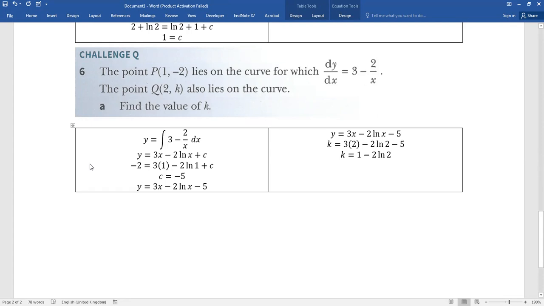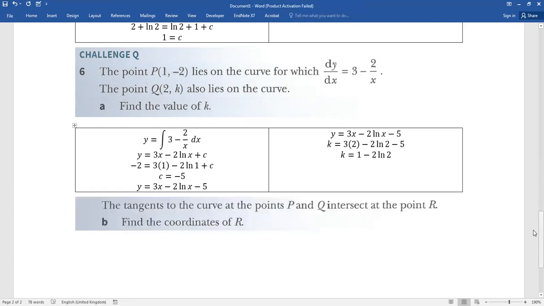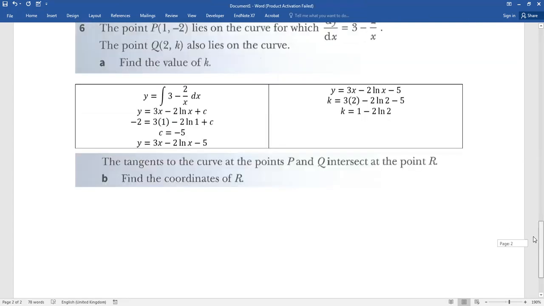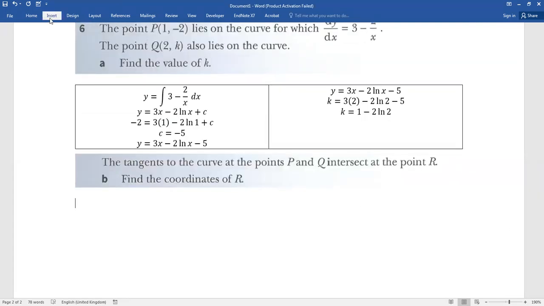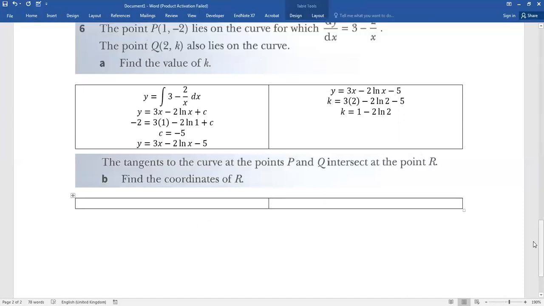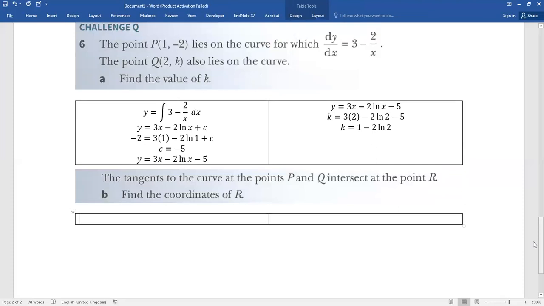Yes, sir. Now let's go to part B. Tangents to the curve at points P and Q intersect at point R. So first we need to make equations of two tangents. What two things do we need to make the equation of a tangent? Gradient and one point, right?